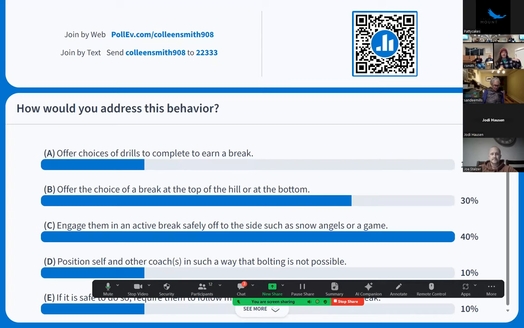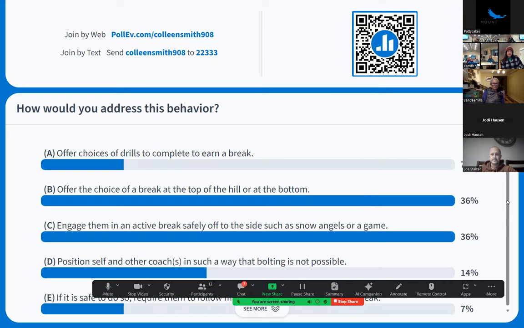There is a nice spread on these answers. And the first couple are really addressing that A part, right? It's trying not to create a situation where this person doesn't have choices, because that was the trigger. I said, you have to do this drill that I picked out before you get your break. And they're like, no, I don't. And so anything that you can do to address a behavior in that trigger area is going to be way more effective.